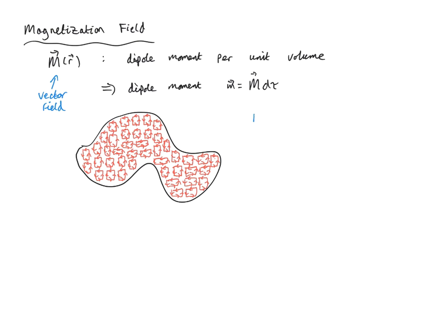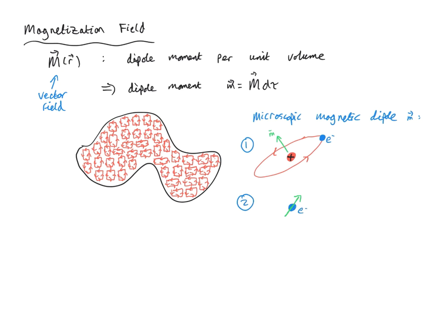So in this cartoon here, I imagine that I have some material and there are microscopic dipole moments associated with these tiny current loops. And these tiny current loops are supposed to represent either electrons circulating around in atomic orbitals or the intrinsic spin-angular momentum of the electron. So either the magnetic dipole results from an electron in an atomic orbital making a tiny current loop with which we can associate some effective dipole moment, or the microscopic magnetic dipole moment comes from the intrinsic spin-angular momentum dipole moment of the electron. So however it's created, the microscopic magnetic dipole moment m per unit volume, d tau, is precisely the magnetization field.